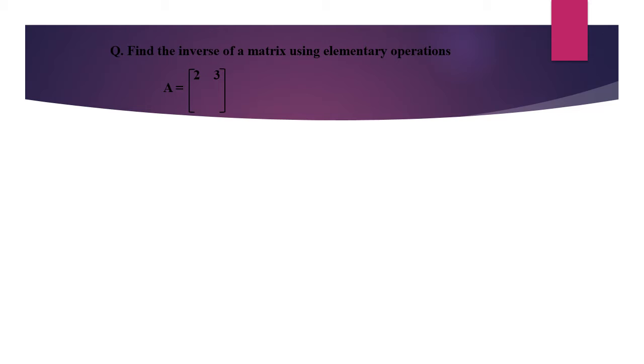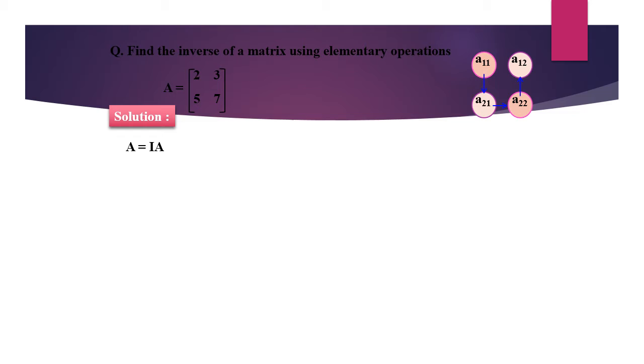Matrix A is equal to 2 3 5 7. So we are following the U-shaped pattern, that is first we are applying the property on A11, next on A21, next element is A22 and A12. So we are following the U-shaped pattern to obtain the inverse of the given matrix. So first write the given matrix in the form of A is equal to I into A. Substitute the values of A, I, and keep the A on the RHS as it is.